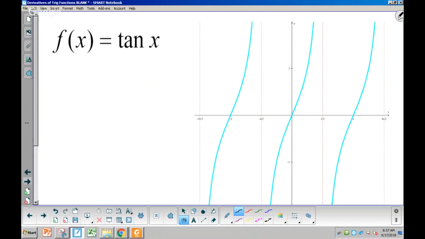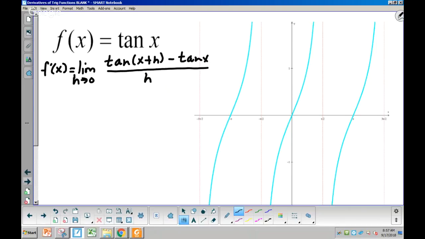So f prime of x is equal to the limit as h goes to 0 of tangent of x plus h minus tangent of x, all over h. Anybody want to do that? Tangent of a sum? Sine x plus h over the cosine of x plus h. Everybody want to go that way?